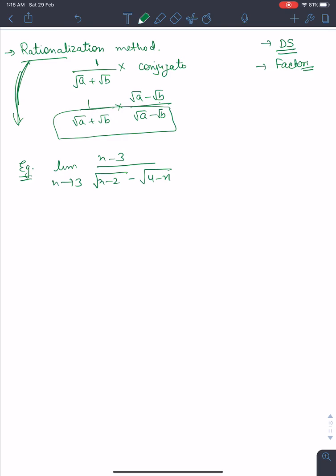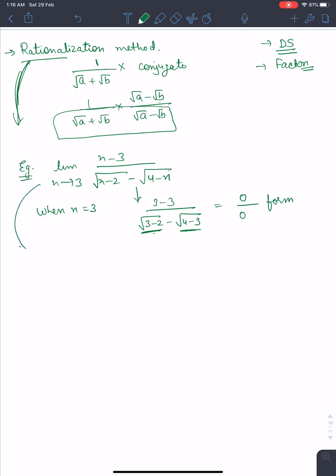Again first we are supposed to use direct substitution method. When x is equal to 3, what is happening with this function? 3 minus 3 upon under root 3 minus 2 minus root 4 minus 3. So in the numerator it becomes 0 and in the denominator it becomes 1, because root 1 is 1 and again root 1 is 1, so 1 minus 1 is again 0, so you are getting 0 upon 0.